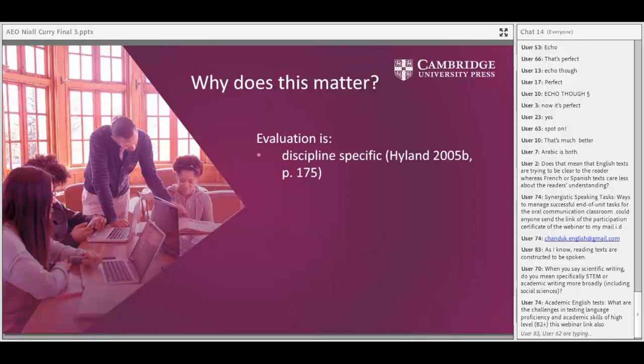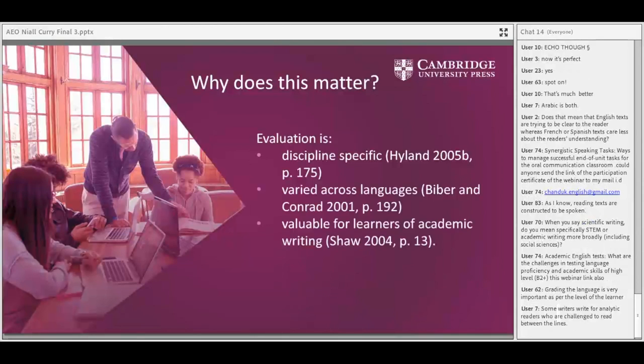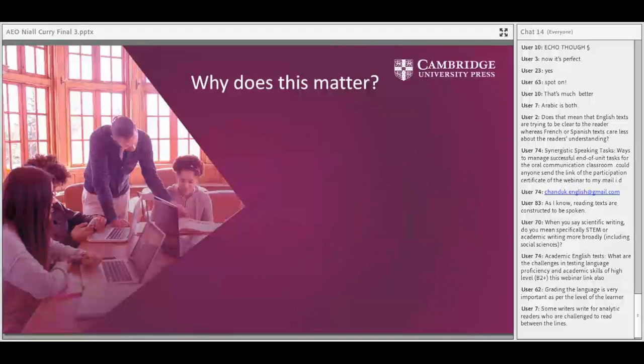When we think about evaluation, what we see is that it's quite discipline specific. So different disciplines, whether it's economics, linguistics, medicine, hard sciences, soft sciences, they tend to have quite different expectations of how we represent ourselves and represent readers in texts. It tends to vary across languages, so different languages will deal with this in quite a different way. And it's valuable then for learners of academic writing to understand what the conventions are within the communities in which they're trying to write. So what can we say about writing in economics if you're doing that, or how can you use this information?